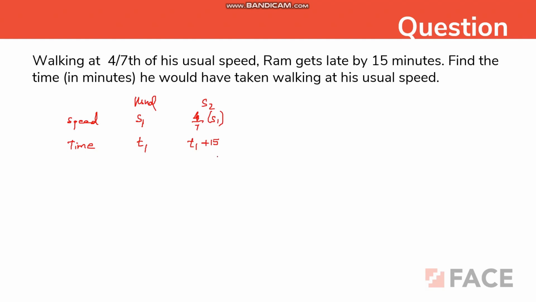Find the time in minutes he would have taken walking at his usual speed. So we need the value of T1. We know that from the basic relation of time, speed and distance, speed is inversely related to time when distance is constant, right? So here the distance is said to be constant only because speed and time are varying, so distance should have been constant.